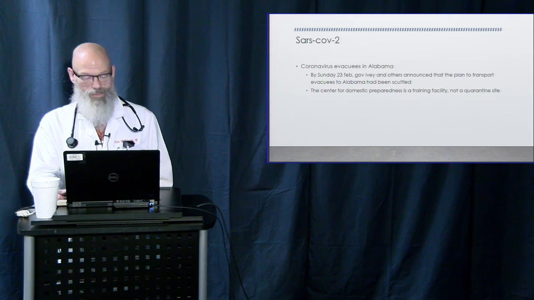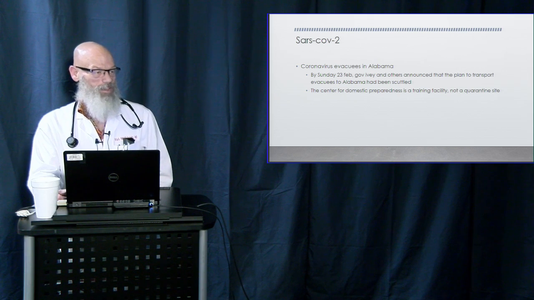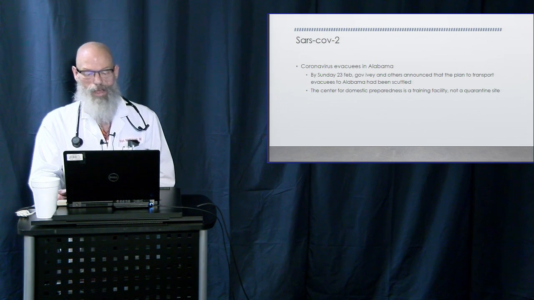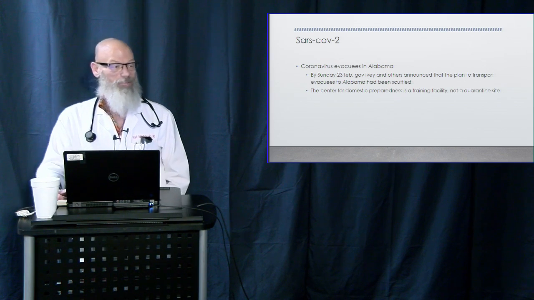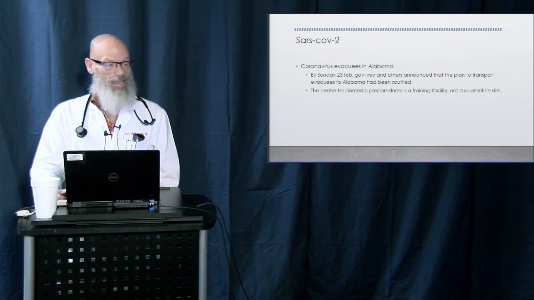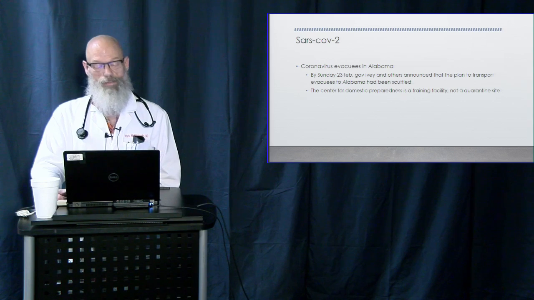Just interestingly, since then, today's news says that there are a couple of patients in Florida that have been identified and a couple in Georgia. So in spite of the fact that we didn't bring cruise ship evacuees to Anniston, I think we're going to see this sooner rather than later.